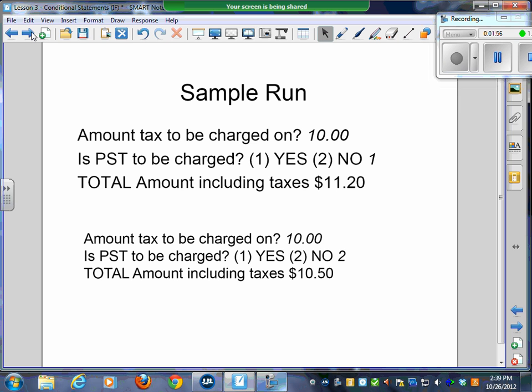So here's the sample run. Here's what it should look like for you. Amount to be charged on, like how much is the cost? $10. Is PST to be charged? 1 means yes, 2 means no. Okay, the total amount including taxes then is $11.20, because we answered 1, which means there is PST to be charged. In other words, there's both taxes. If you answered with a 2 for no, then the total amount including taxes would be $10.50. This is how stores work, right? If you go and buy something, you're going to pay PST and GST. But if you go and pay a plumber, then you're not paying PST.